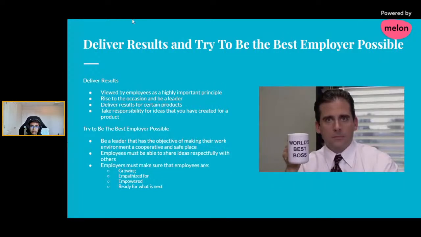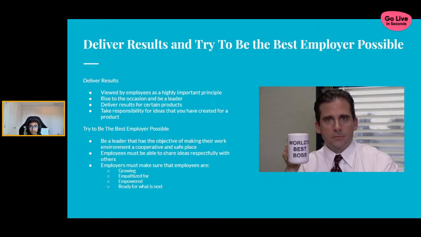Next, delivering results and trying to be the best employer possible. Leaders deliver results, and this is viewed by employees as a highly important principle. Leaders have to know when to rise to the occasion. They have to be able to deliver results for certain products and take responsibility for ideas that they have created for a product. Next, leaders have to try to be the best employer possible.